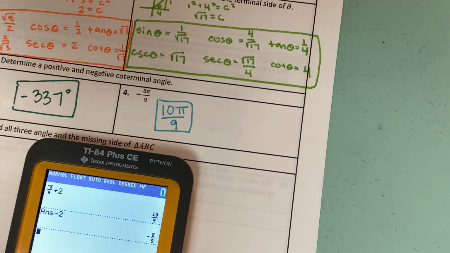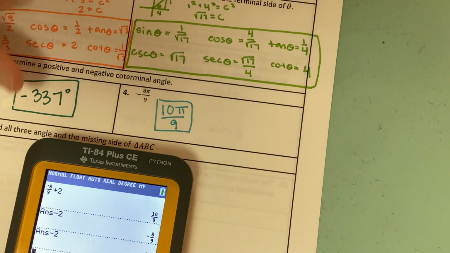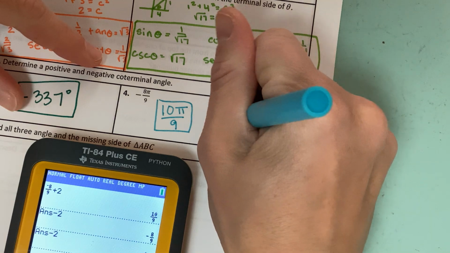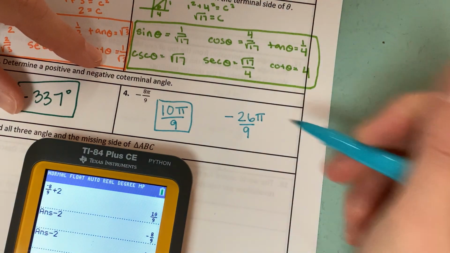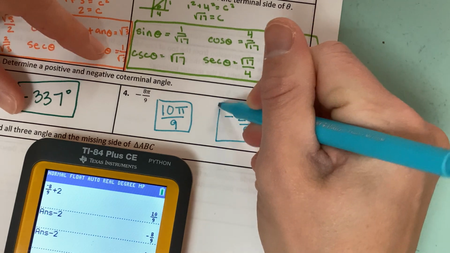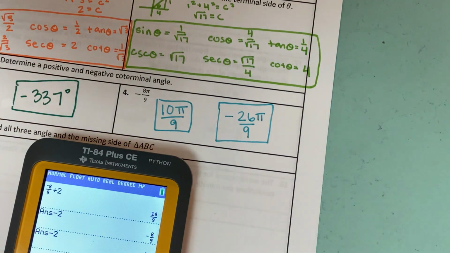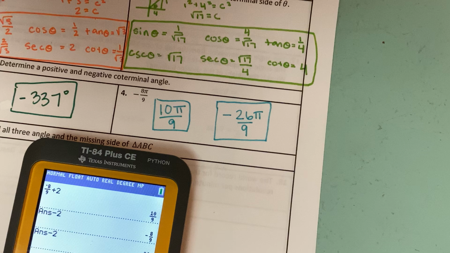All right, so let's go back to the -8 over 9 and let's subtract 2 pi. And that's going to be my negative coterminal angle, so -26 pi over 9. So when you're talking about radians, a full revolution is 2 pi.